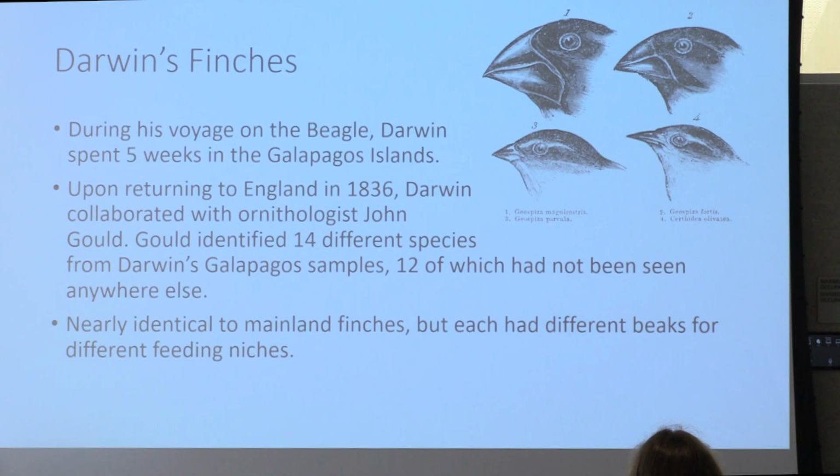He didn't think that there were a lot of differences, but when he returned to England and showed them to an ornithologist, John Gould, he was actually able to identify 14 different species, 12 of which had never been seen before because they were distinct from the finches that can be found on the mainland of South America. And so, because they're nearly identical, each had a different beak for different types of feeding niches. And that's how they avoided that exclusion, because each one adapted its physical characteristics to meet their environment through specialization.